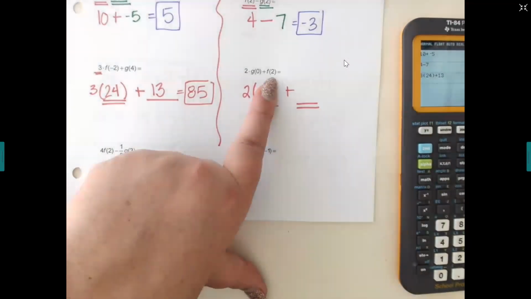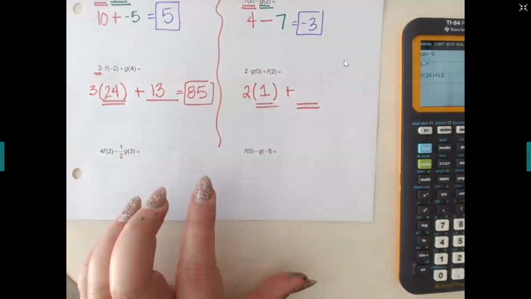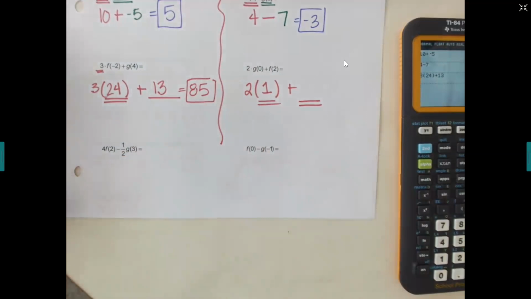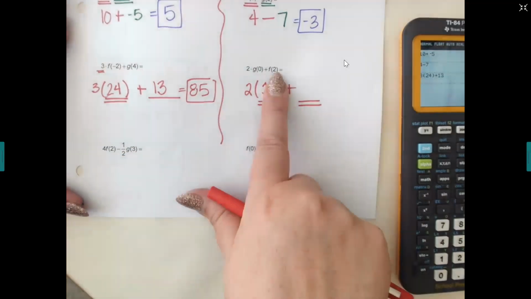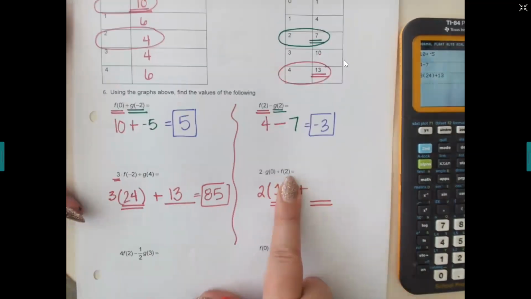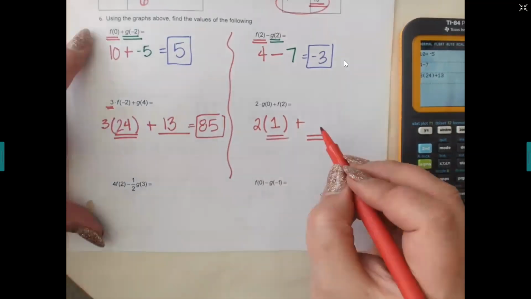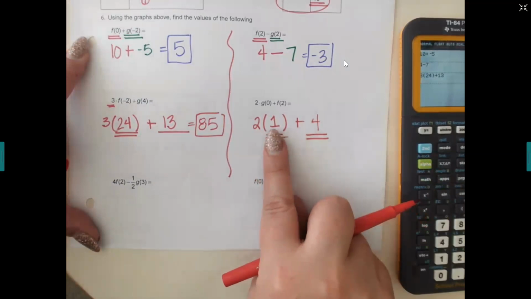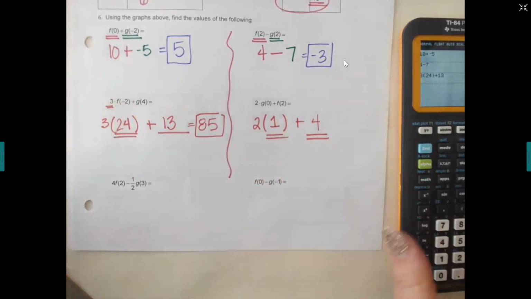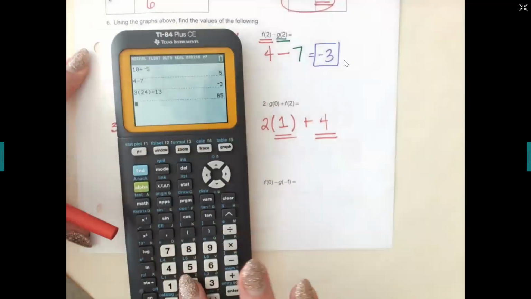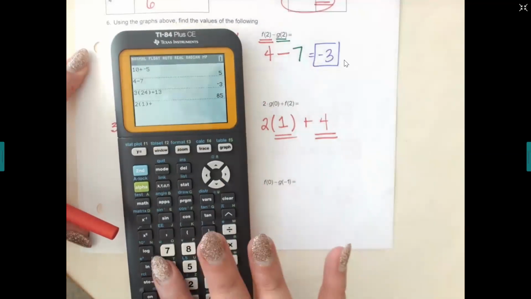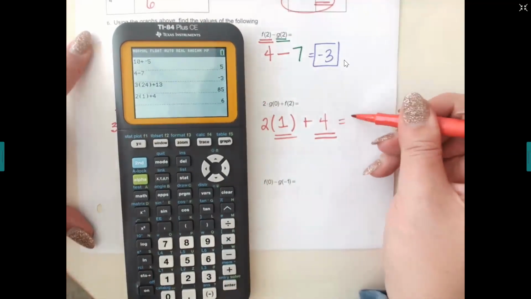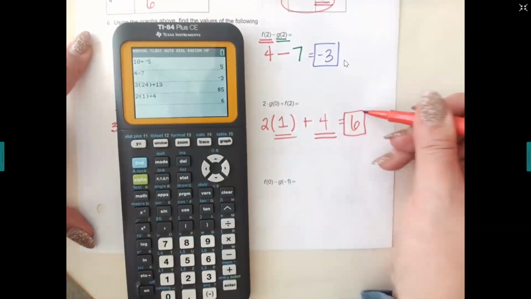Then I want f of 2. That means that I'm gonna look at the first chart, find 2, and then what's the partner for f of 2? 4, very good. And then from there, where do I put this? In the calculator to get your final answer. So you would do 2 parentheses 1 plus 4. So you get 6.